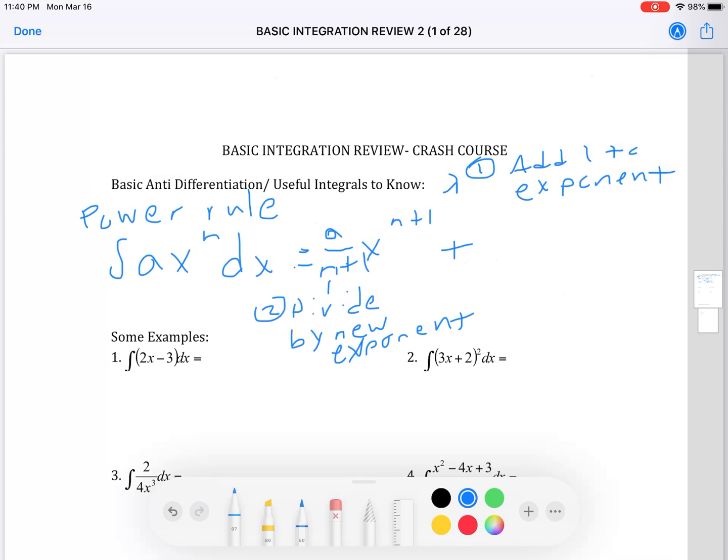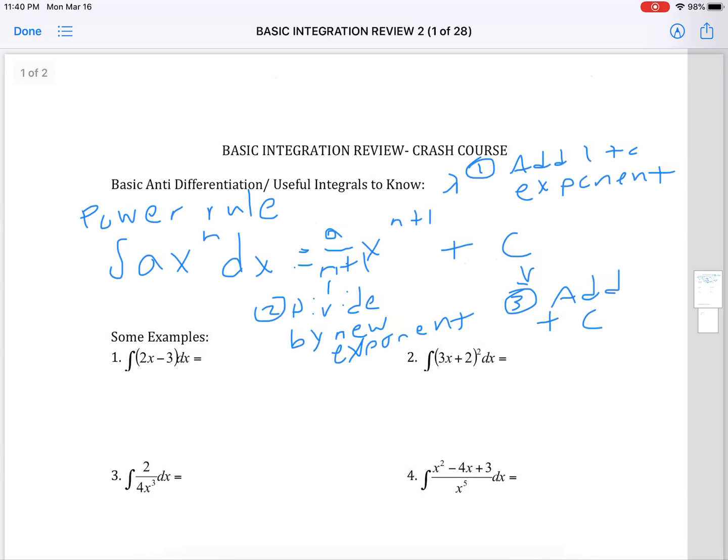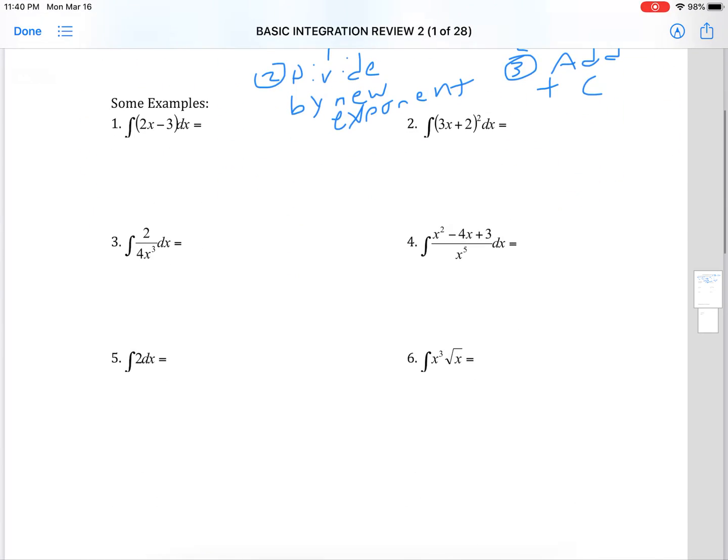And last but not least, it's as easy as pushing the plus C button, but we always want to end with a plus C. And this is because antiderivatives are really asking, here's something that's a derivative, what is the original function? And we can add any constant that we want, and when we take the derivative of a constant, that is always going to be 0. So let's look at a few example problems here.